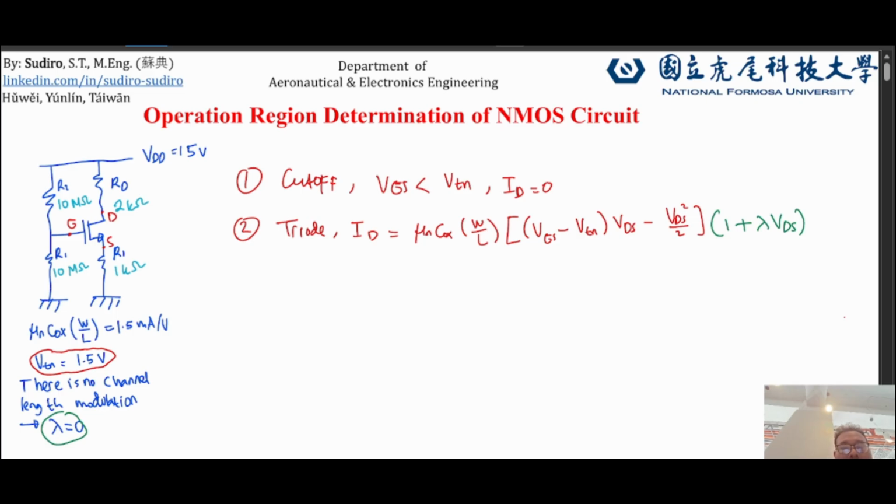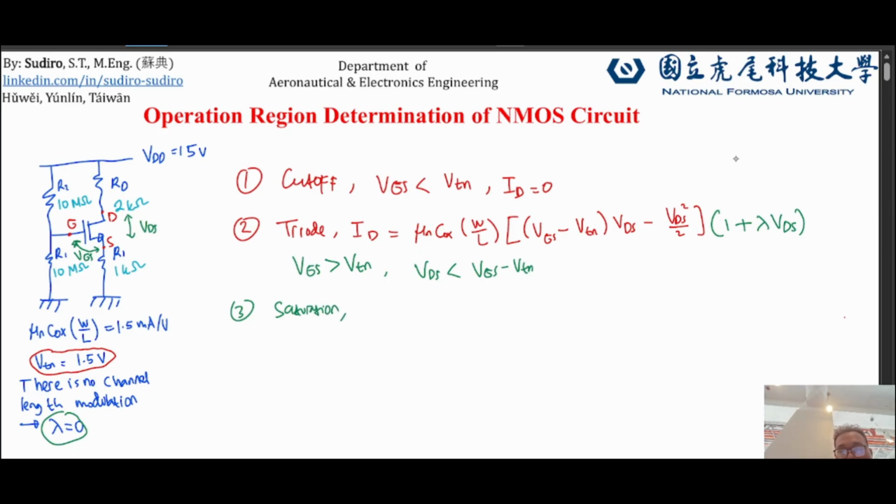The triode region occurs when the NMOS meets the following two requirements. The first one is VGS is greater than VTN, and the second one is VDS is less than VGS minus VTN. The VDS is the voltage between drain and source. This is VDS, and this is VGS, like this.